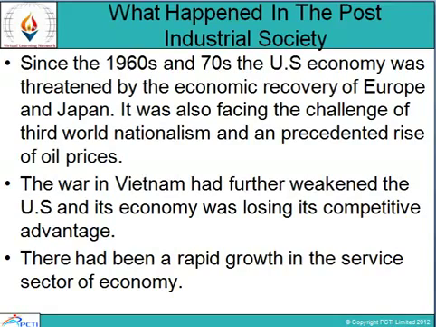What happened in the post-industrial society? Since the 1960s and 70s, the US economy was threatened by the economic recovery of Europe and Japan. It was also facing the challenge of third world nationalism and an unprecedented rise of oil prices. The war in Vietnam had further weakened the US and its economy was losing its competitive advantage. There had been a rapid growth in the service sector of the economy.